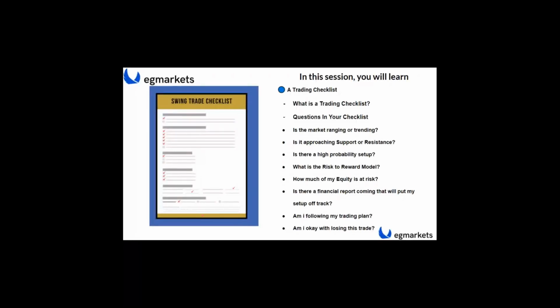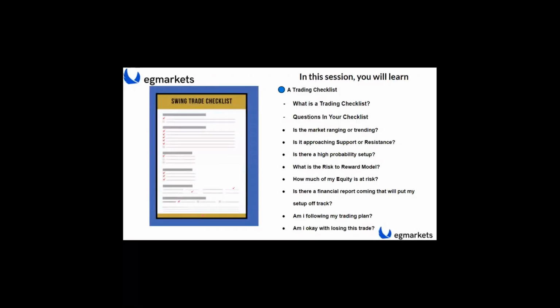Great. Now, questions in your checklist. Questions that are crucial to be in your checklist. Before entering a trade, you need to ask yourself the following questions, and they are on the screen. Is the market ranging or trending? Is the market approaching support or resistance? Is there a high probability setup? What is the risk to reward model? How much of my equity is at risk? Is there a financial report coming that will put my setup off track? Am I following my trading plan? The most crucial one is, am I okay with losing this trade?